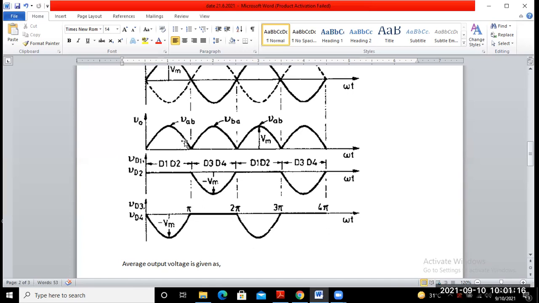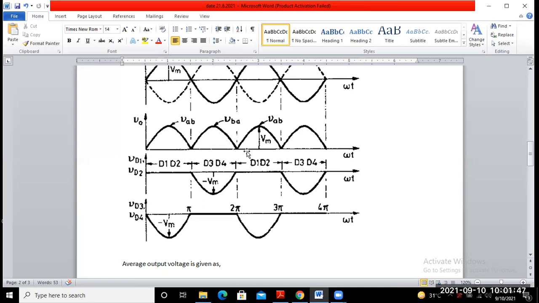Okay, so you can now draw all the waveforms of the single phase full wave uncontrolled rectifier. That means supply input voltage, output voltage waveform, output current waveform, and voltage across the diodes D1 and D2, and voltage across the diodes D3 and D4. Now we just try to find out the average output voltage of the single phase full wave rectifier. So this is our output voltage waveform.